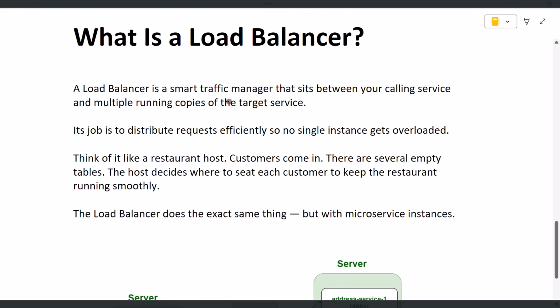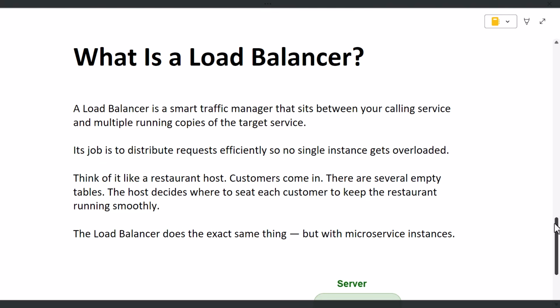Hi everyone, welcome back. In this lecture, we are going to understand a critical component that keeps microservices responsive and stable even when traffic suddenly spikes or when one of your services begins to slow down. We are talking about the load balancer. So, what is a load balancer?